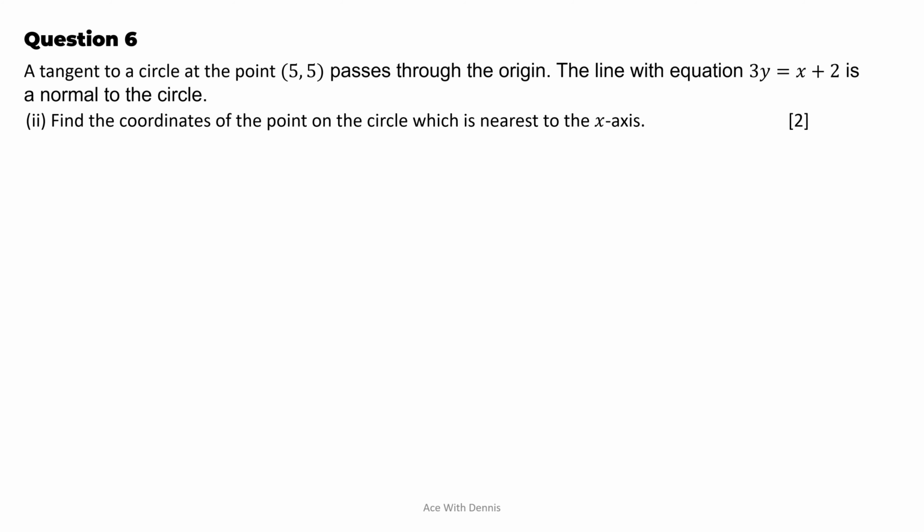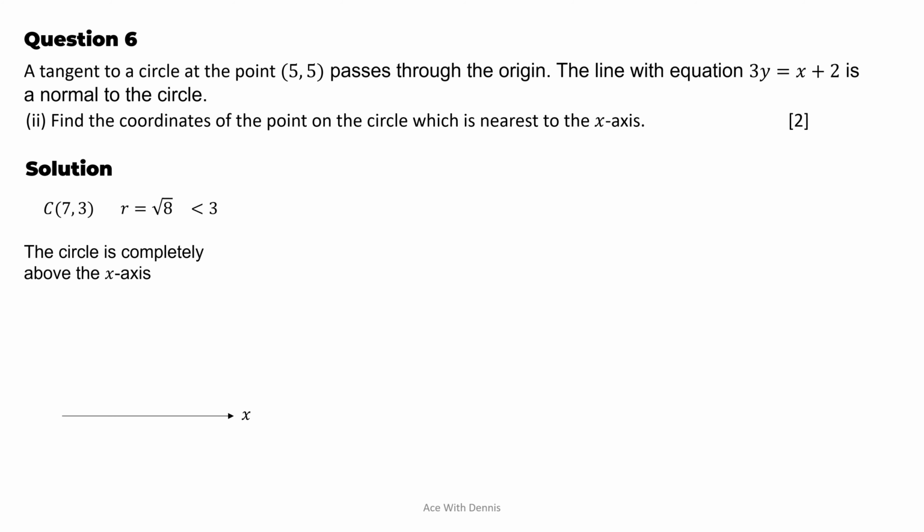Part 2. Find the coordinates of the point on the circle which is nearest to the x-axis. 2 marks. Here is the solution. From the previous question, we know that the coordinates of the center is (7, 3), and the radius is square root 8, which is less than 3. Which means that the circle is completely above the x-axis.